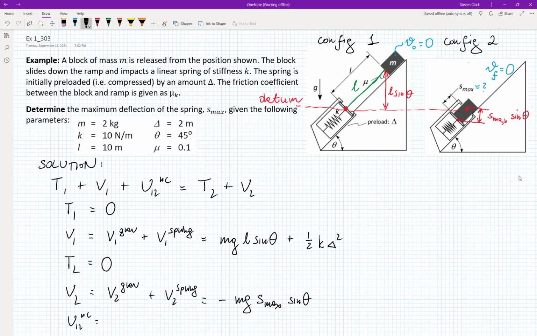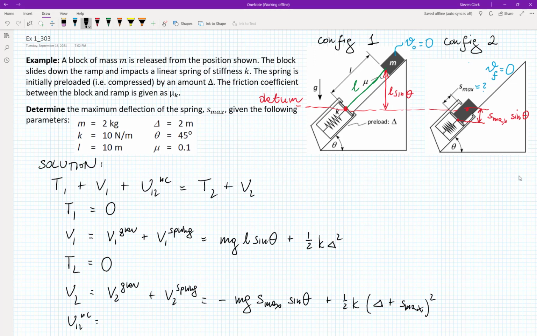How about the spring? Oh, our spring is even more compressed than it was before, right? So we have more energy accumulated in the spring. So in here I will have to write 1/2 K bracket delta plus S max squared. Okay, guys, I think that 80% of the problem is done, and this is a good time for questions.